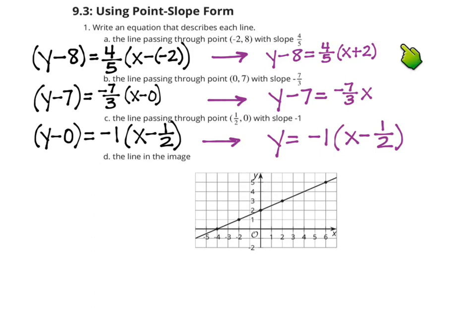But while these are in fact simplified, this was the way we wanted to write it because we're using the point-slope form of a line. And I want you to see that we had the point -2, 8, and a slope of 4/5. We had the point 0, 7, and the slope of -7/3. We had the point 1/2 and 0 with the slope of -1. So those are the formats that I want us to keep in mind.